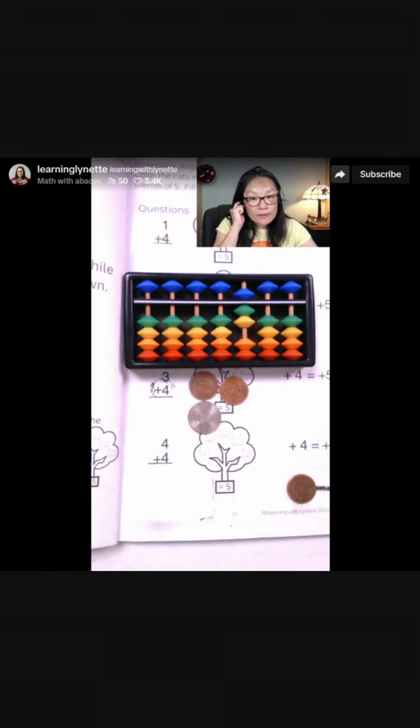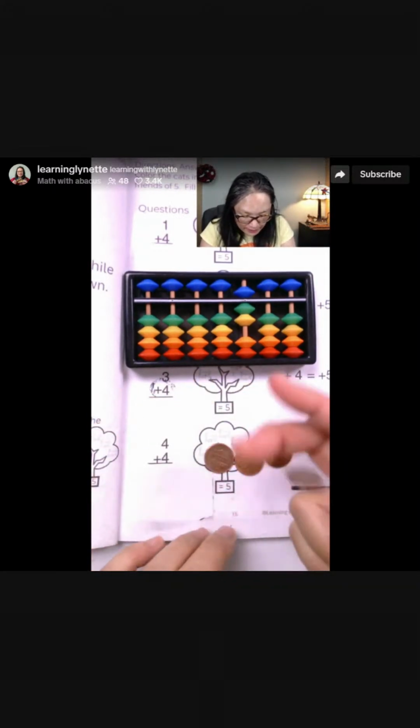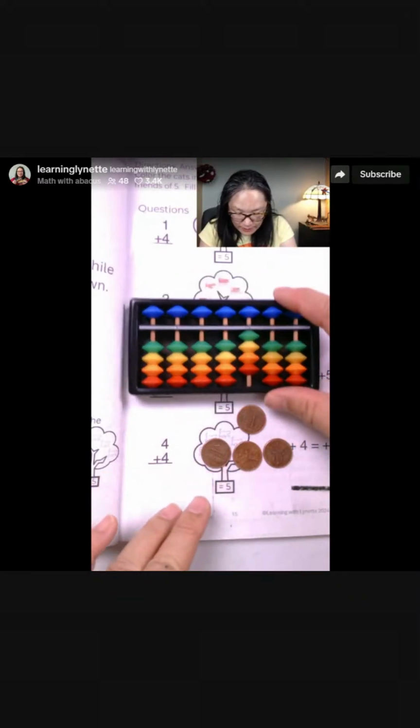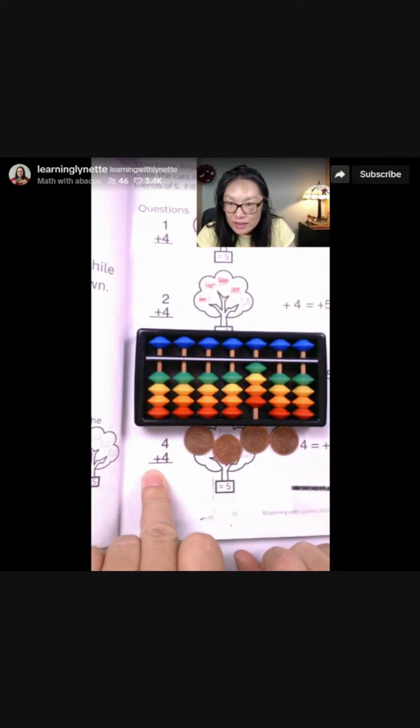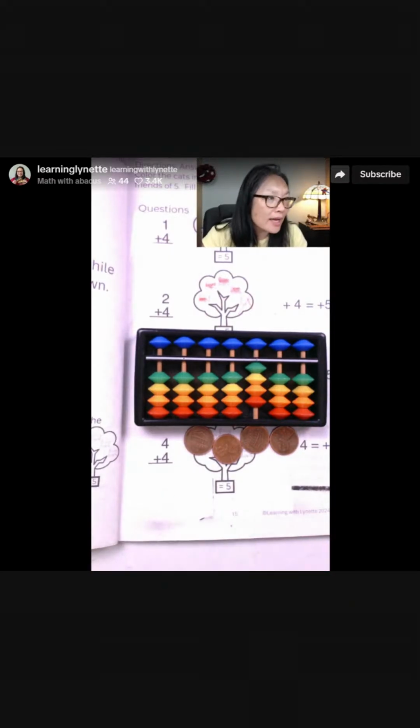If I have 4 on my abacus, I have 4 beads. And guess what? We're not going to memorize 4 plus 4 is equal to 8. What we're going to do is understand that if I need to add the 4, I can utilize the 5. Why? Because I don't want any freeloading numbers.